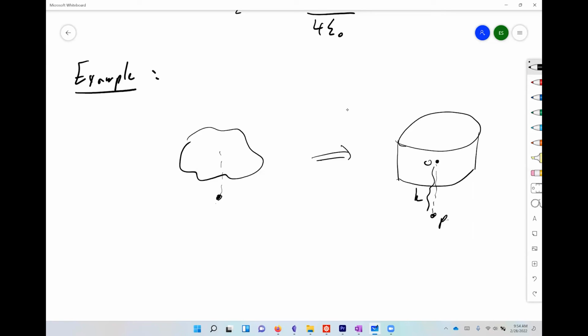I think I'm going to do this example quickly next time. It should be a simple example, and then we're going to move on. Any questions so far?